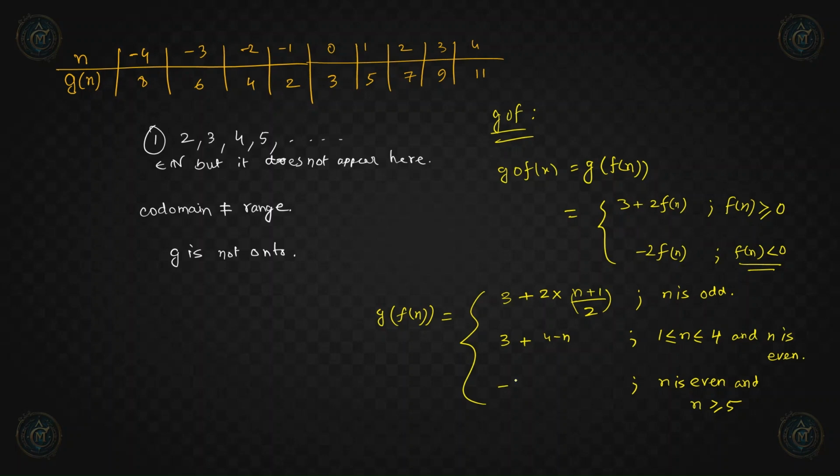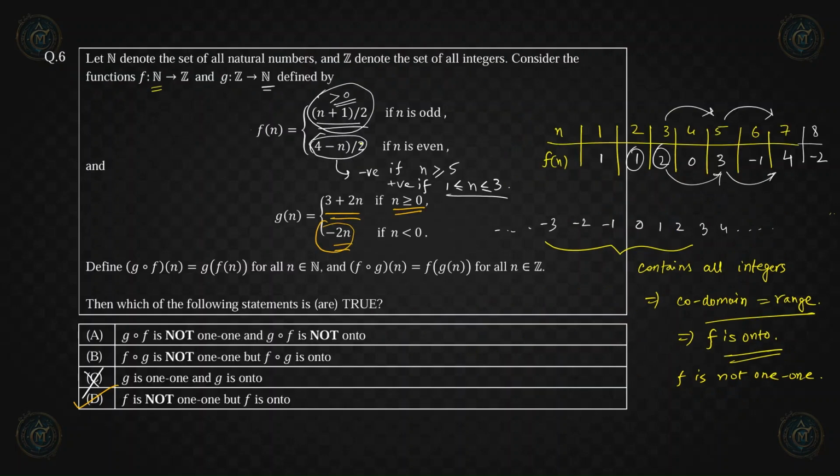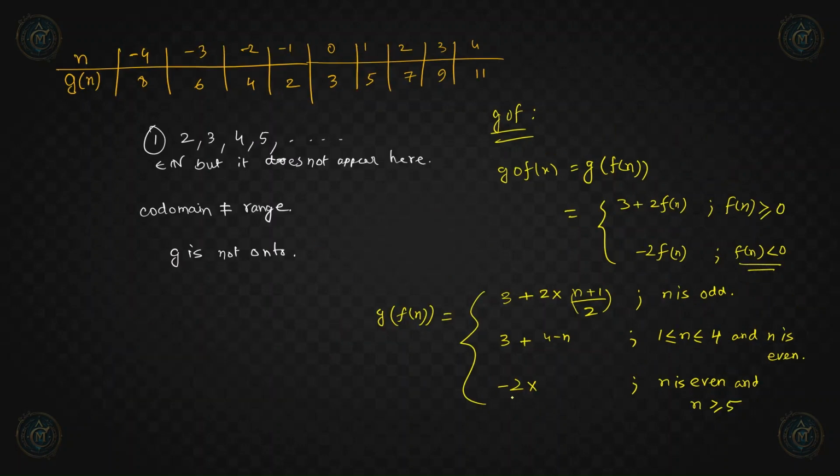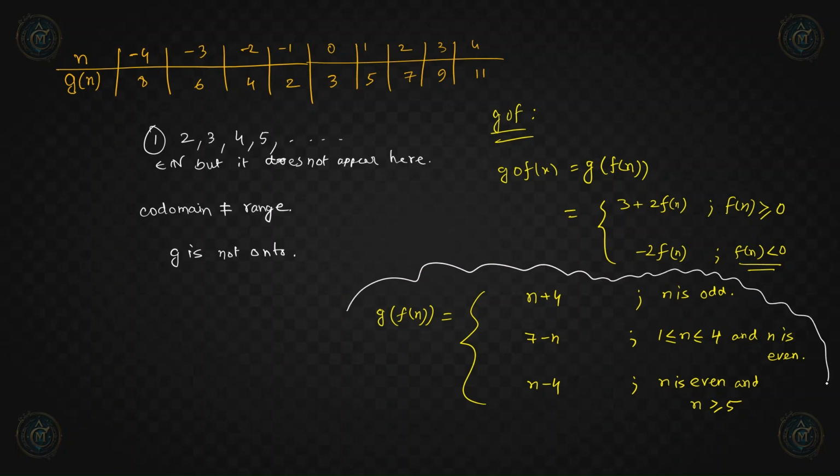So it will be minus 2 times f(n). So f(n) is (4 - n)/2, that means this will be 2 times (n - 4)/2. So this will be simply n - 4. If we simplify, this will be 7 - n, and this will be simply n + 4. So g(f(n)) we calculated as this function. This is the definition of g(f(n)).